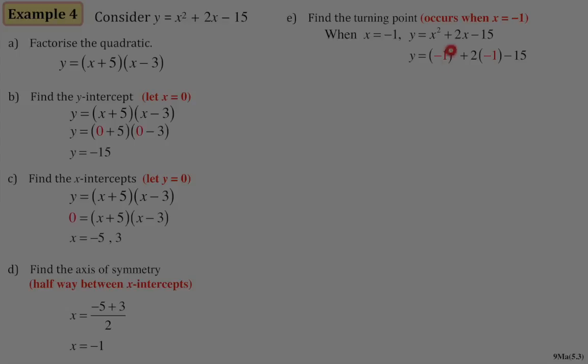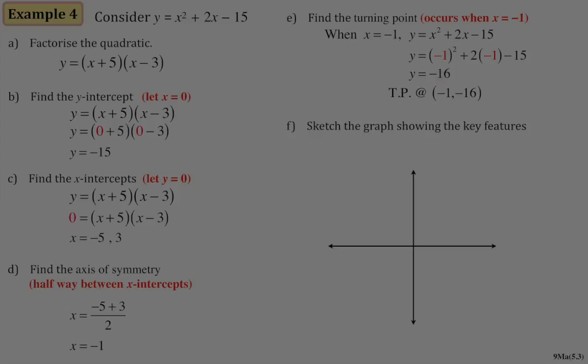Negative 1 squared gives 1. 2 times negative 1 gives minus 2. So 1 minus 2 is minus 1. Take away 15 gives minus 16. So the turning point is at (-1, -16). There it is, negative 1, minus 16. The x number first, the y number second.